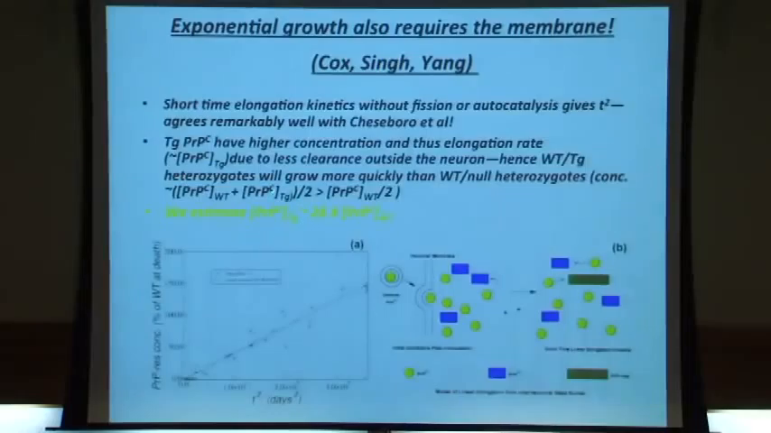And the prion concentration of the transgenic mice intracellularly is about 20 times the prion concentration of the wild type mice. So you build up prion concentration because you can no longer clear the prion off the surface. You can no longer take it off the surface by the usual mechanism.